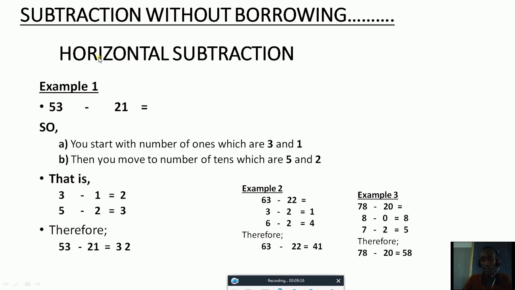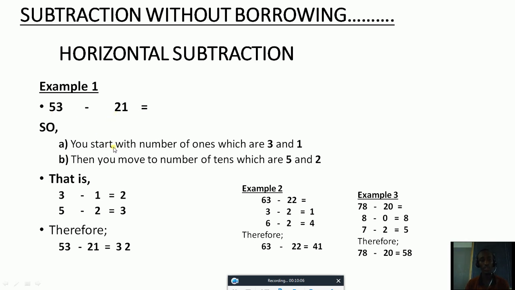Now let's look at some examples which show how to subtract numbers horizontally without borrowing. Our first example is 53 minus 21. First of all, we have to determine which one is the number of ones and which one is the number of tens between these 2 numbers. So in 53, 3 is the number of ones, and in 21, 1 is the number of ones. So we have to take 3 minus 1, because we take away the number of ones with the number of ones, then the number of tens with the number of tens.